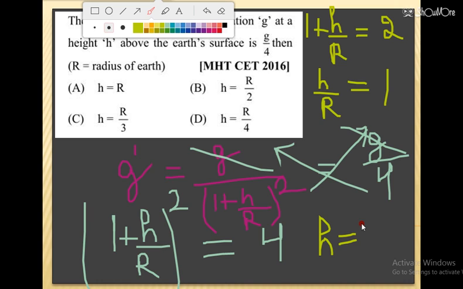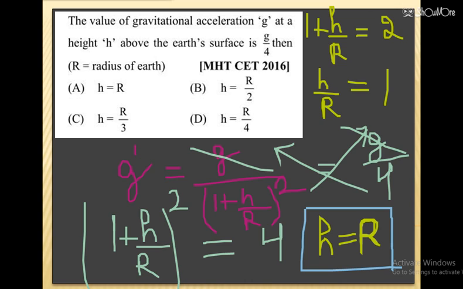the height at which acceleration due to gravity is g by 4. That height is equal to the radius of earth. So we have to go a distance equal to the radius of earth from the earth's surface, then its value comes out to be g by 4. So you can note down the solution. The height above the earth surface is R, capital R, which is the radius of earth. You can note down the solution.